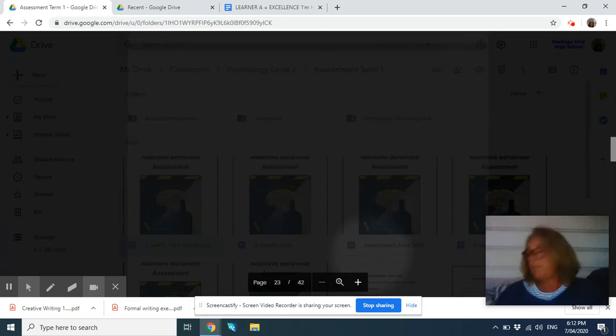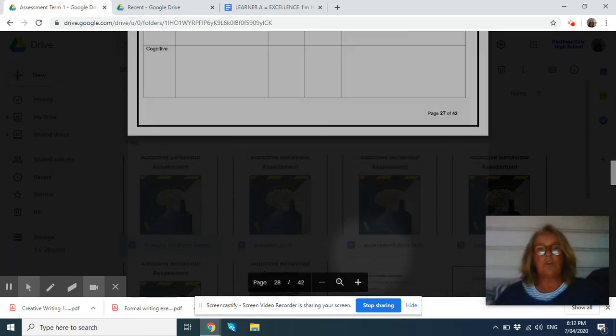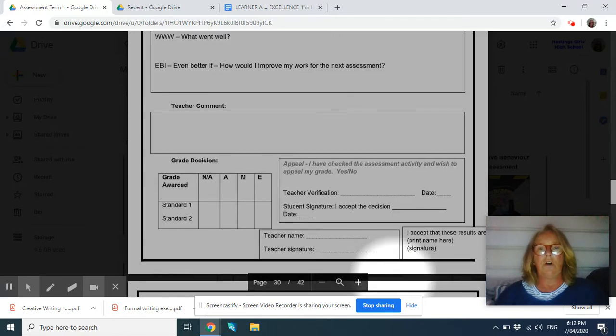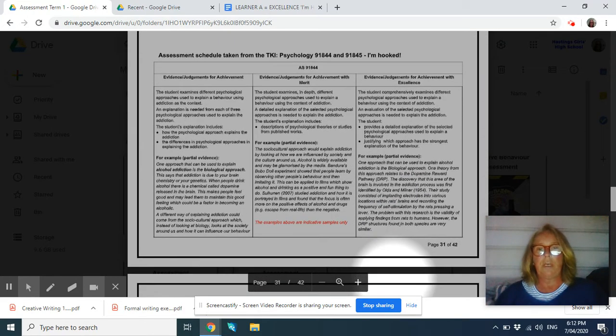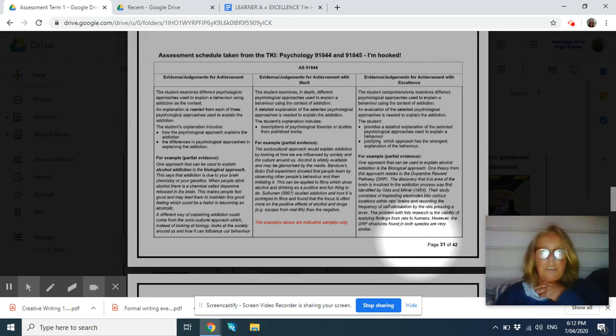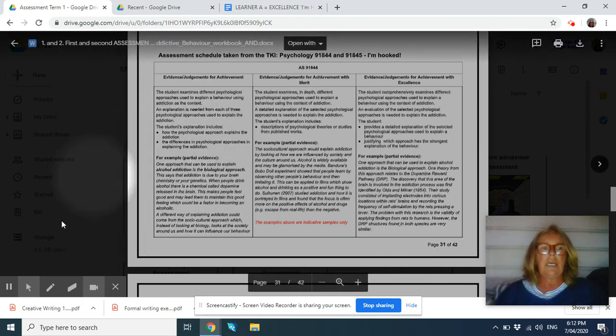And we look at pages, I think it's 30 and 31. Here you have a mark sheet from the teacher, but these are the important pages. It's 31 onwards, and you have a look at page 31 onwards in your booklet. What you will notice is that these are from the examining body. These are evidence and judgments for achieved, merit, excellence.